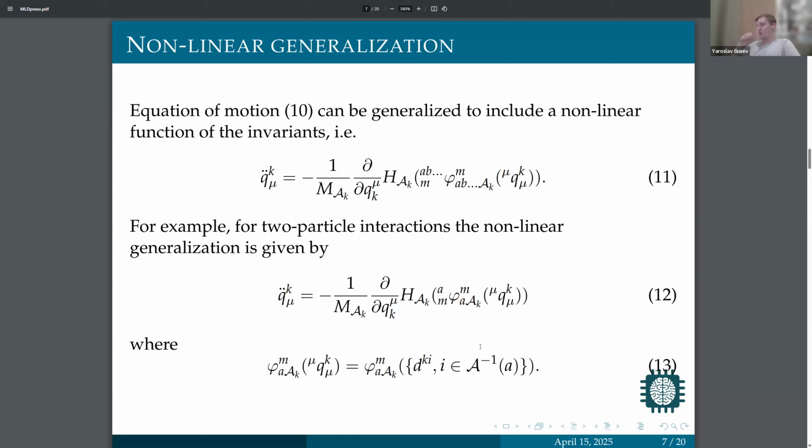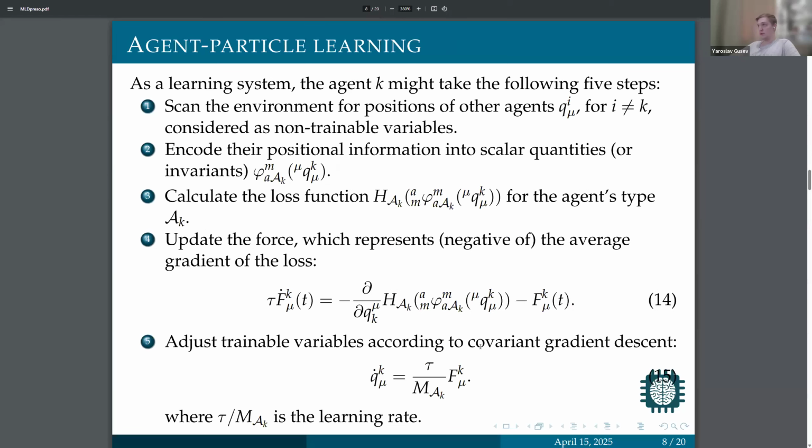And so the other useful interpretation that will give you exactly equation 12 is the learning interpretation, when you consider your particles as agents. And so this is the next part of my talk. It's about this agent particle learning, how we can construct this interpretation of physical motion from the point of view of learning theory.